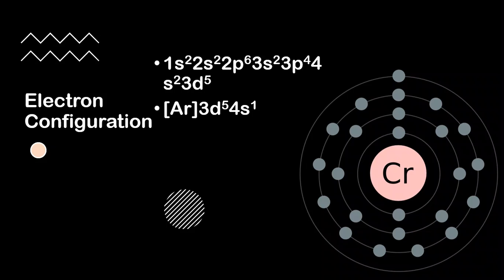Chromium has 24 electrons, so on the first ring there are 2 electrons, then 8 electrons, then 13 electrons, then 1. These all add up to be equal to 24 electrons.